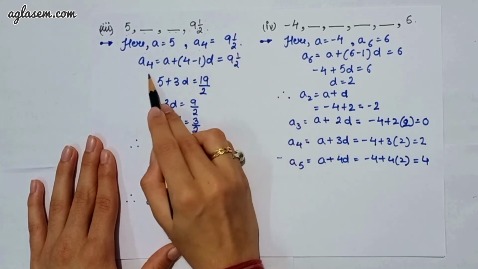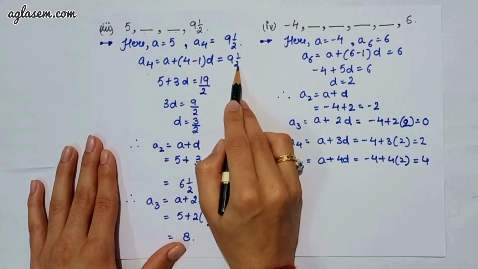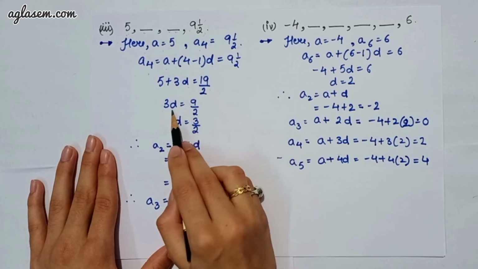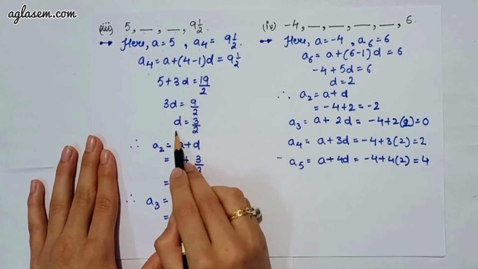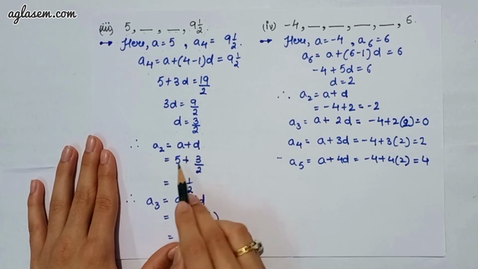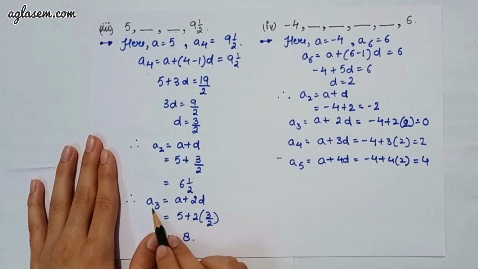So a4 is equal to a plus 4 minus 1 into d, that will give you 9 upon 1 by 2. So 5 plus 3d is equal to 19 upon 2. 3d is equal to 9 upon 2 and d will be 3 by 2. Therefore a2 will be a plus d, that is 5 plus 3 by 2, which will give you 6 1 by 2, and a3 will be a plus 2d, that is 8.